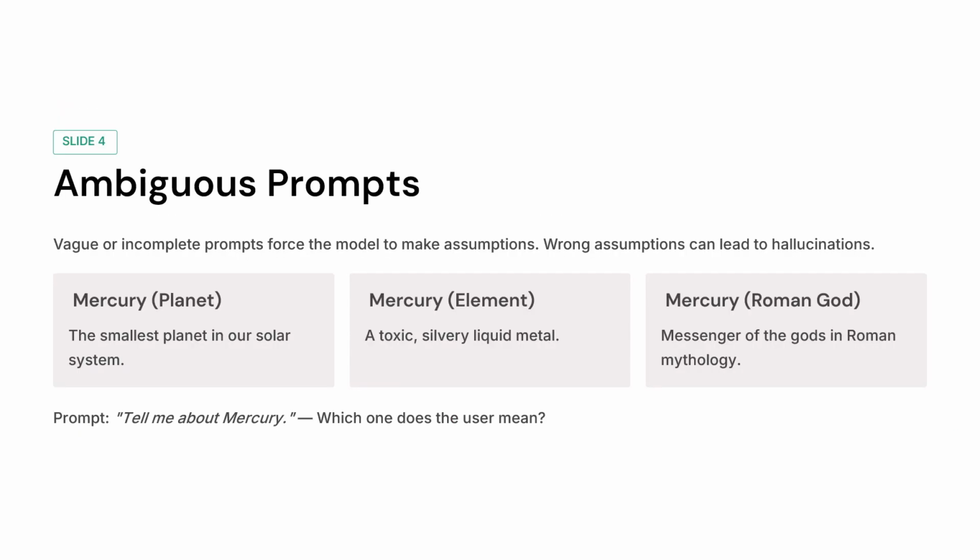Another reason could be that the user might have written an ambiguous, vague, or incomplete prompt. For example, if the user asked, "Tell me about Mercury," then the model doesn't understand if the user means Mercury the planet, Mercury the element, or, in olden days, Mercury the messenger of the gods. So, this ambiguous prompt might lead to the model making wrong assumptions and can lead to hallucination.